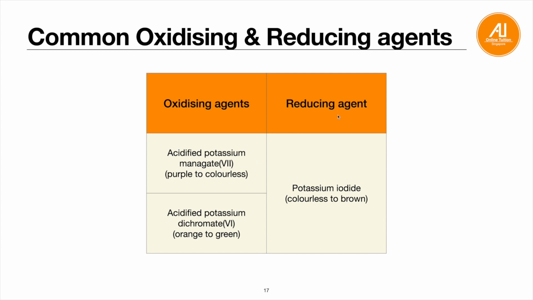For reducing agents, the most common one that you need to memorize is potassium iodide. It is an RA, a reducing agent. If there's a reaction going on, it will change from colorless to brown.